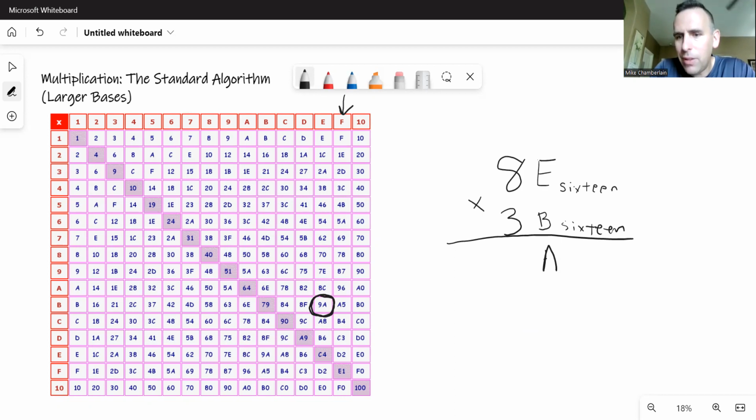So it's A, carry the 9. Wow, I'm carrying a 9. That's going to be challenging. All right, next, B times 8. Again, I have to look that up. B times 8. Let's see, it looks like it's right here as 58, right? B times 8. But remember, I carried a 9, so I have to count up 9 spaces from 58 in base 16. Whoa, let's see if we can do it.